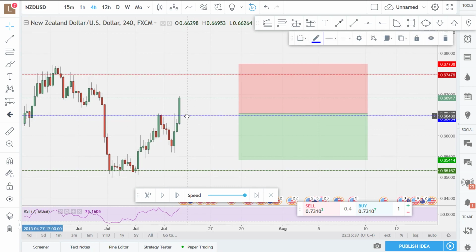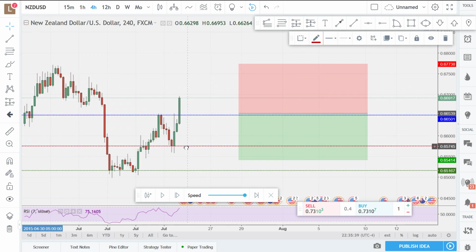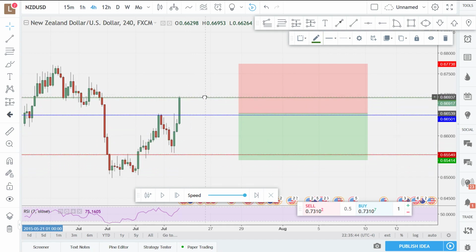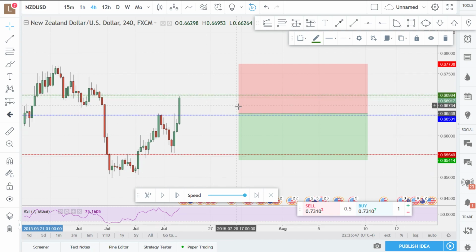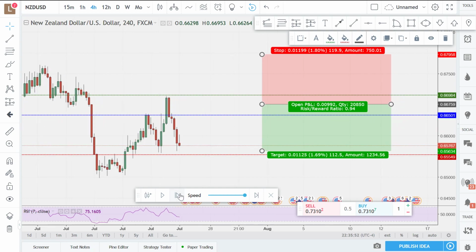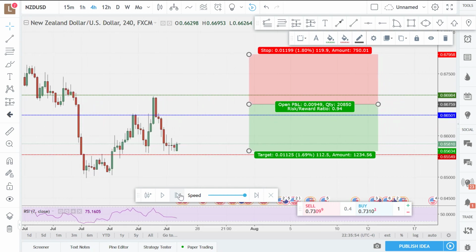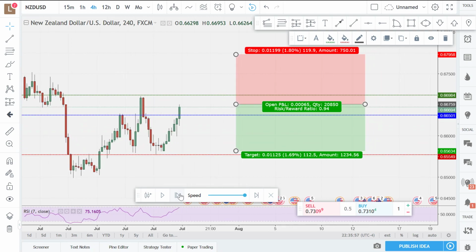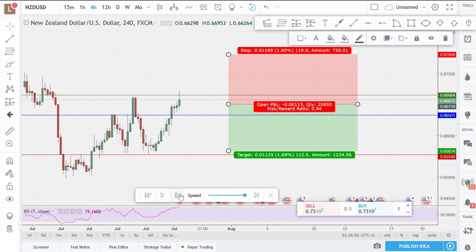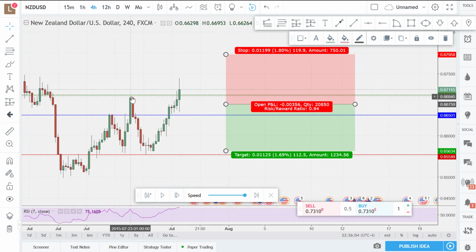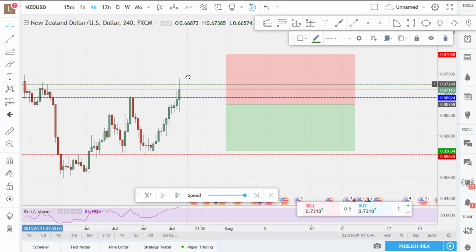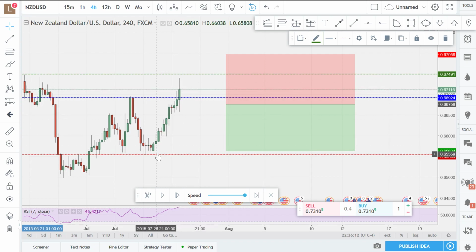So let's see this here. Broke this level here. Down here. Up here. Risk reward is inverted, so it doesn't work. Alright, broke through this level here. Take a look. Pretty big risk reward.